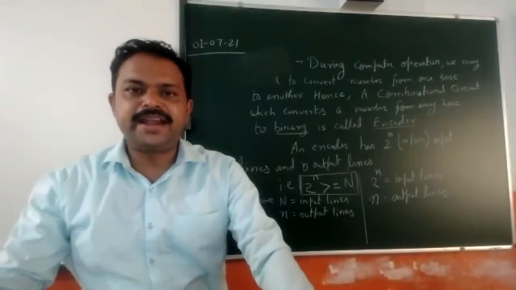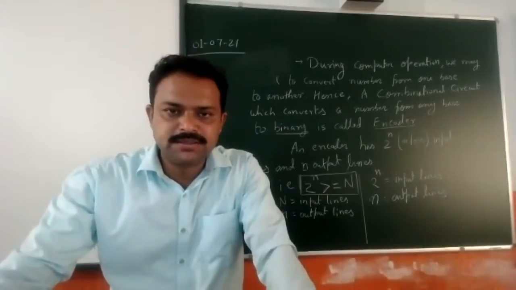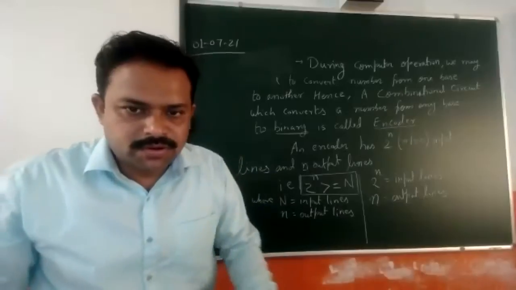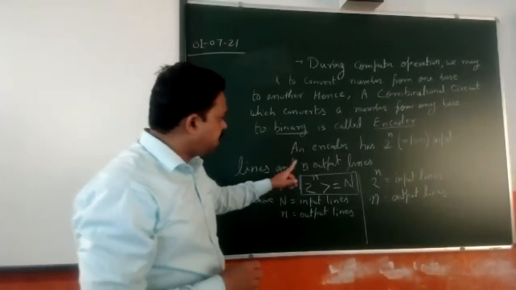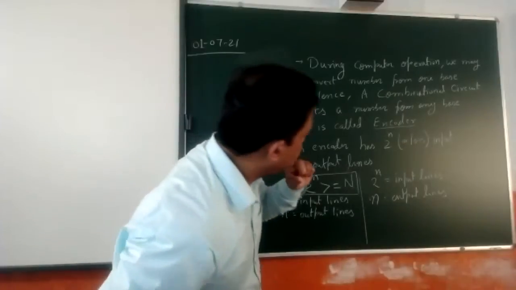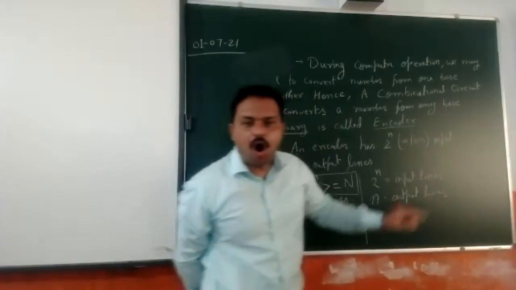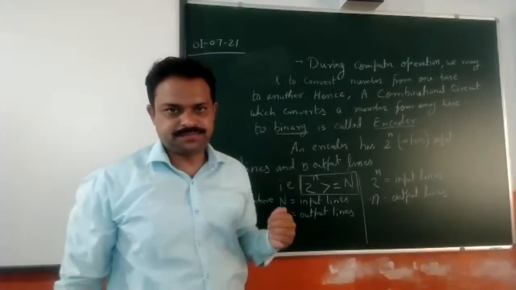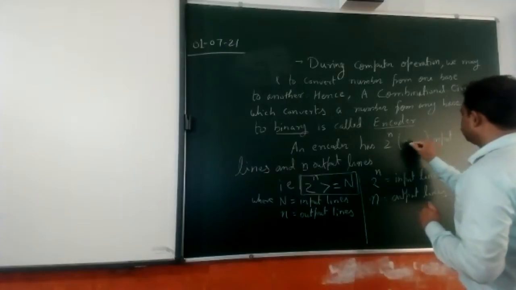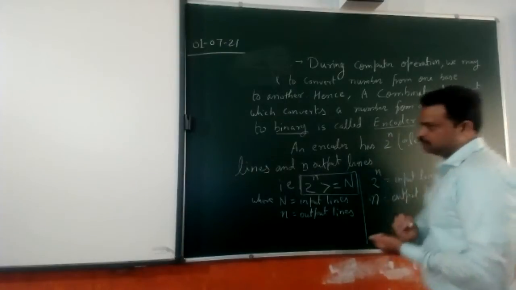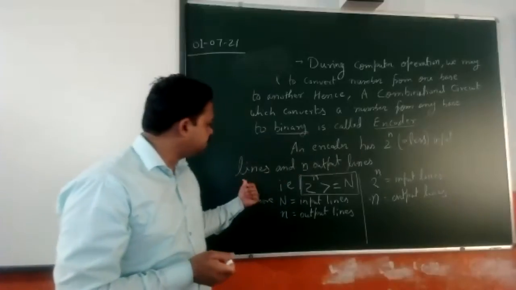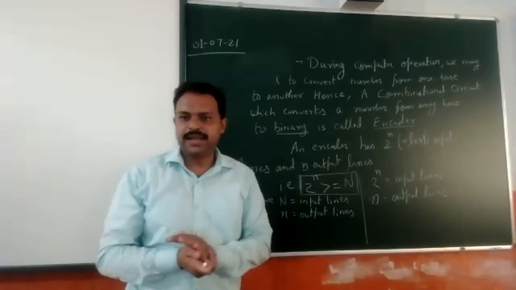Abhinav has raised his hand. He has some doubt. Sir, what have you written after 2 to power n, in brackets? 2 to power n or less input lines and n output lines.